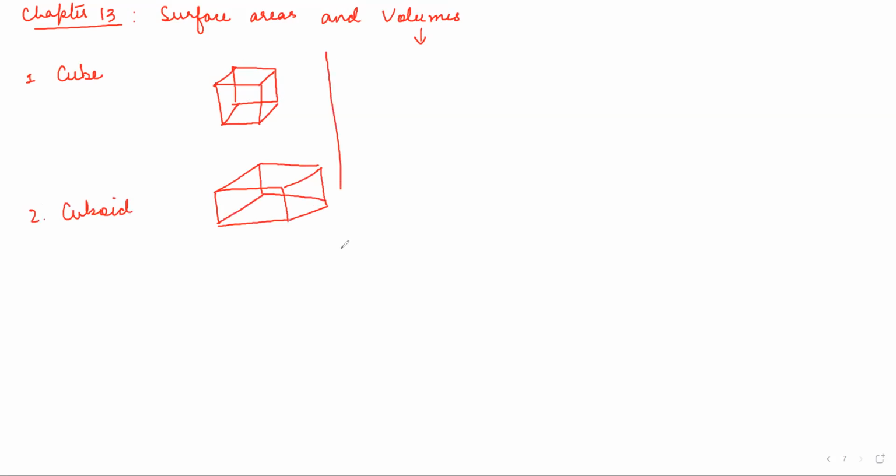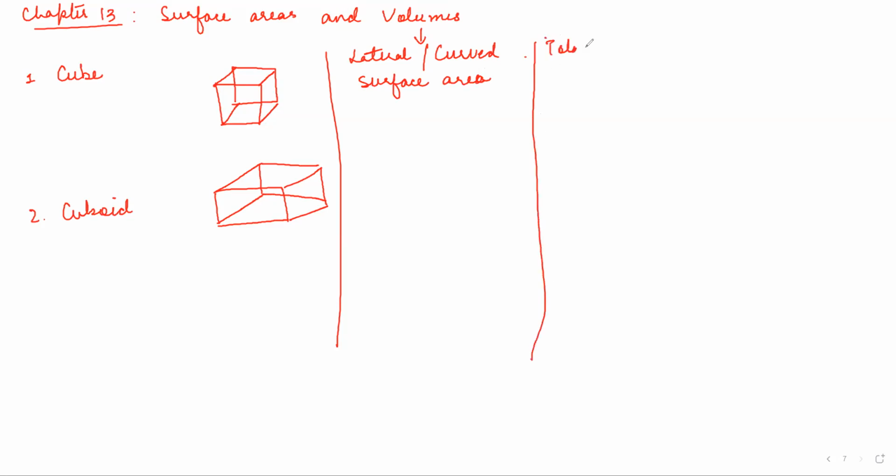So you have to learn three things here. One is called the lateral or curved surface area. I'll explain what it is. Then what about the total surface area? And then its volume, right?